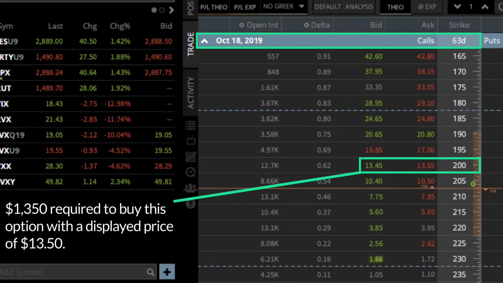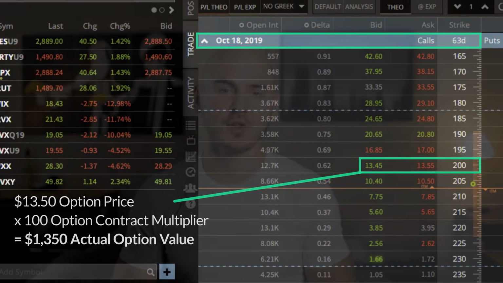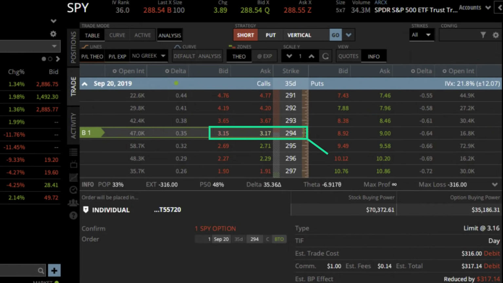$1,350 to purchase that option because the option is actually worth $1,350 since we have to take its quoted price of $13.50 and multiply it by the option contract multiplier, or how many shares that option can be converted into, which is 100. So if we take $13.50 and multiply that by 100, we get the option's actual value in dollars of $1,350. As another example, if I'm looking at options on SPY and I see an option quoted at $3.16, I know that option is actually worth $316 because I have to take that quoted price of $3.16 and multiply it by the option contract multiplier of 100 to get an actual option value of $316.